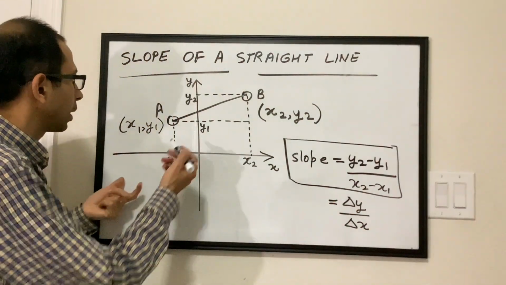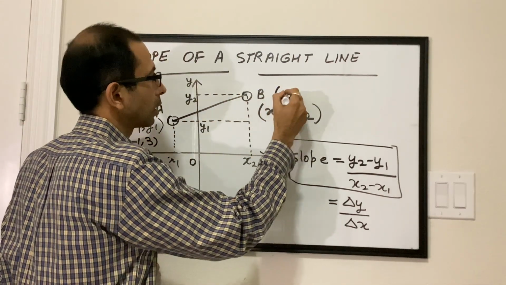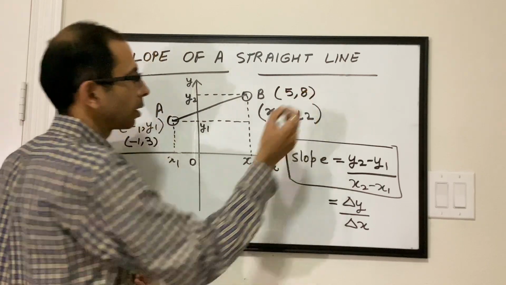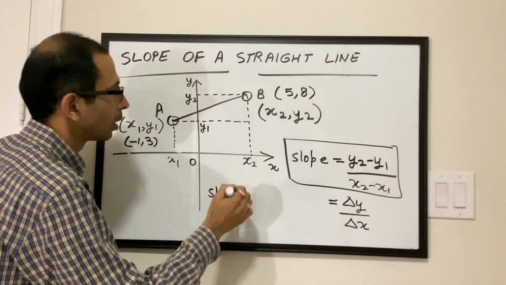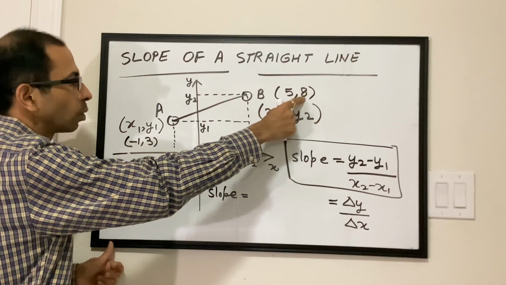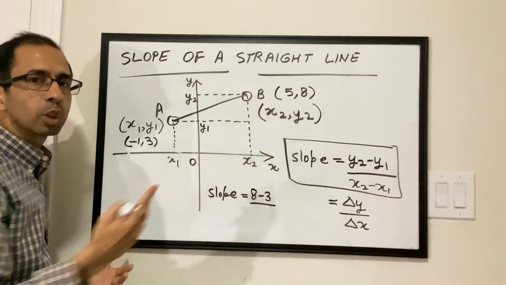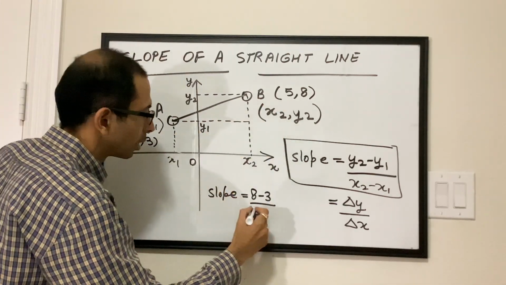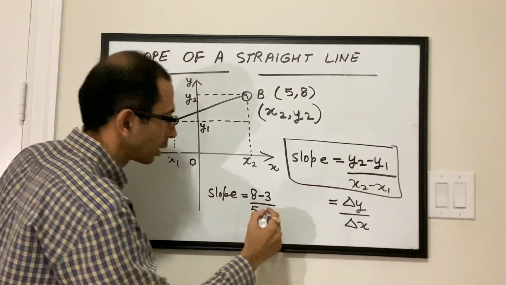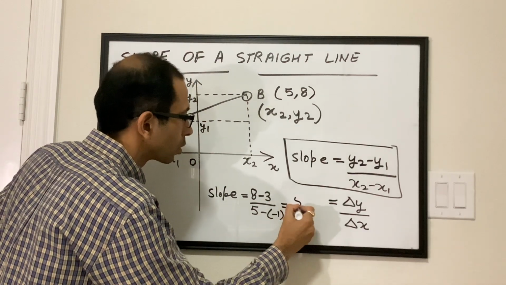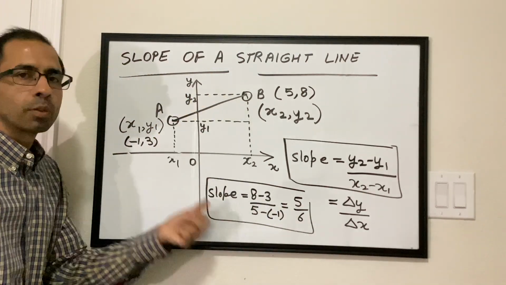We can take a real life example. Let's say this point was minus 1 comma 3, and this point is, let's say, 5 comma 8. Let's try to find the slope of this line AB. So the slope of the line AB would be change in y, so y2 minus y1, 8 minus 3, divided by the change in x, which is 5 minus of minus 1. We have to be careful. The x coordinate of point A is minus 1. So it will be 5 over 6. So the slope of line AB will be 5 over 6 in this case.